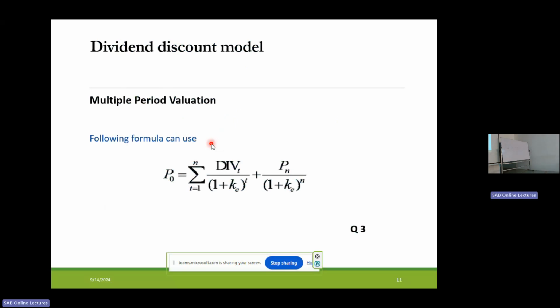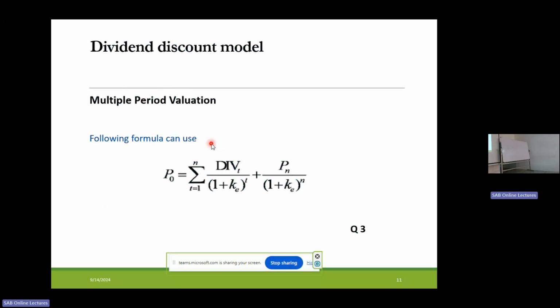Right. So now the multiple period valuation. This one is the single holding period. Now if you invest for multiple periods, you are keeping these stocks for more than one period. That is possible.